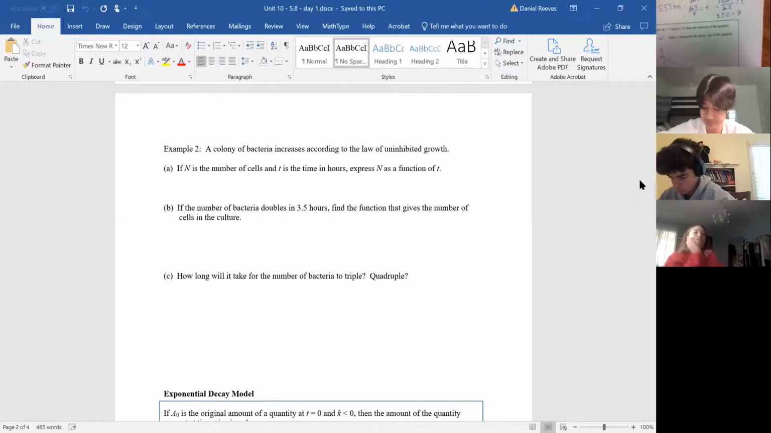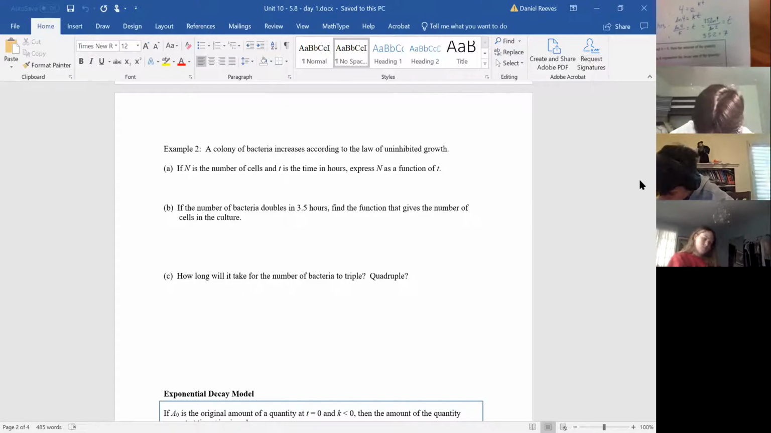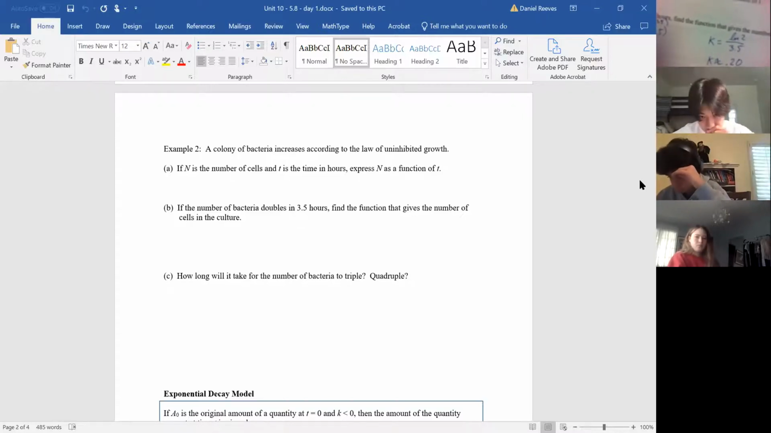Wait, I'm confused with that part right there, after you went from ln 4 over k equals t, the next step. What I did was plug in the exact value for k. Remember, k is approximately 0.2, but is exactly the natural log of 2 over 3.5. Oh, okay. So I plugged that in because I didn't need a calculator to do what the natural log of 4 divided by the natural log of 2 is. Okay.